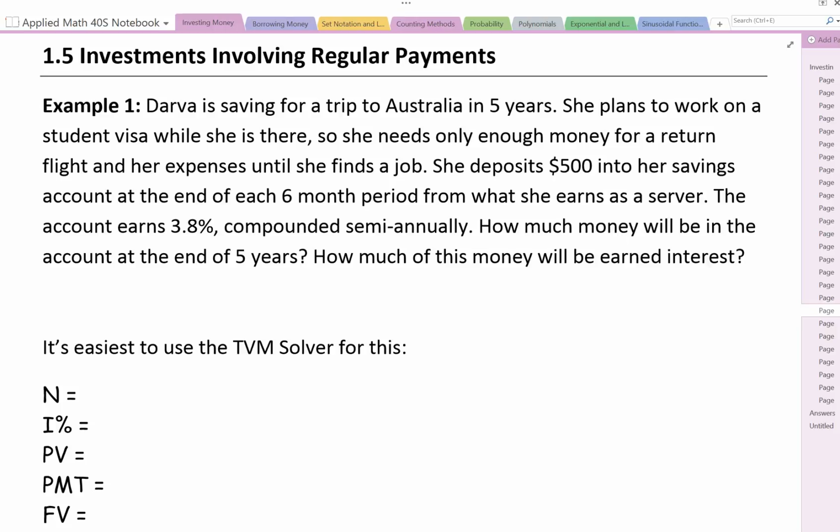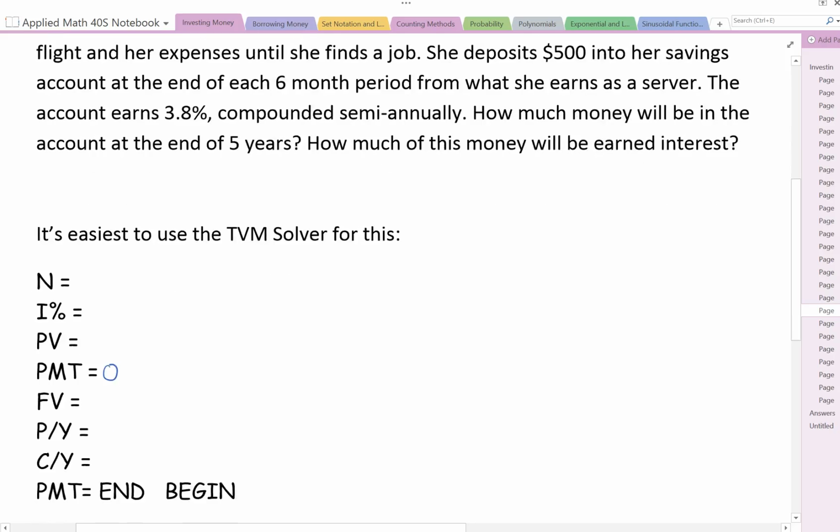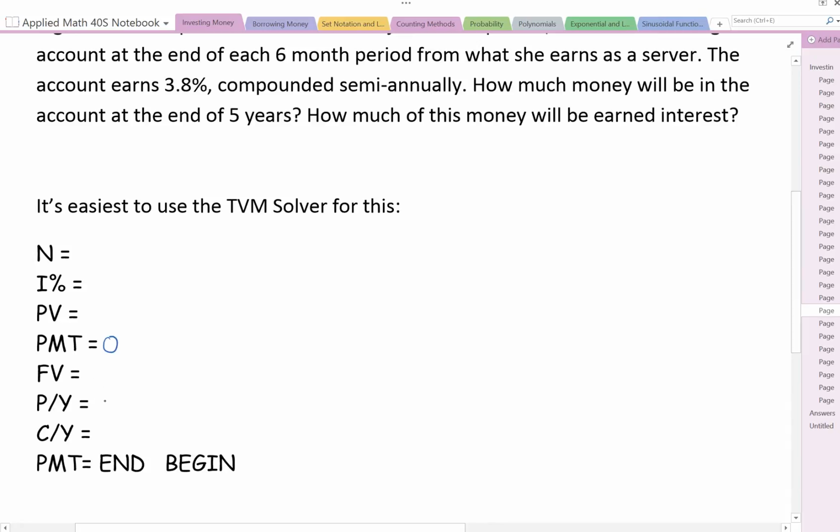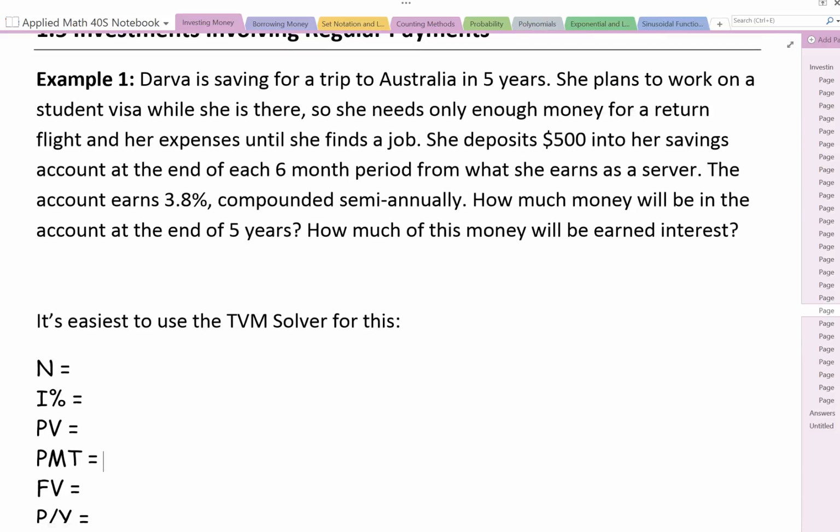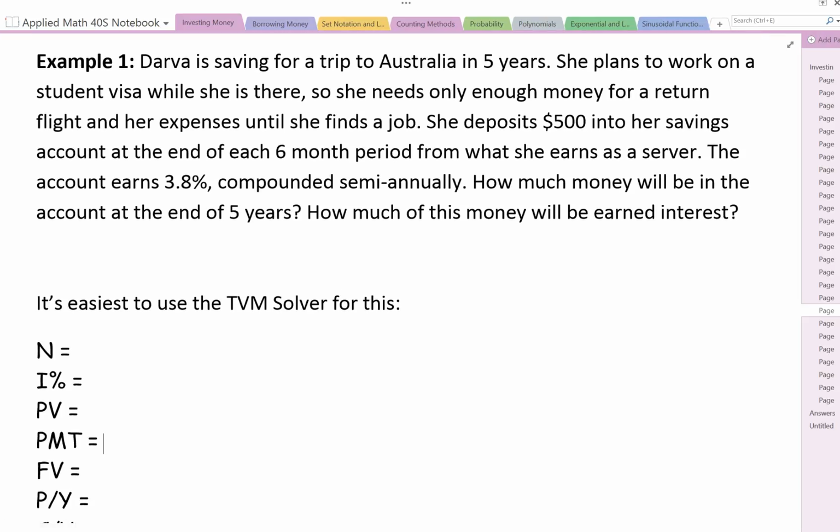In this lesson, we're going to look at investments that involve regular payments. Up till now, all of our payments have been in one lump sum, so we've been setting PMT to 0 and we've been setting our payments per year to 1. But now we're going to have some regular payments, and let's see how that affects how we fill out the TVM solver.